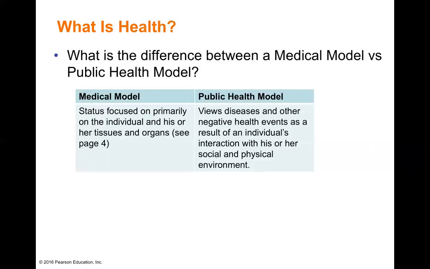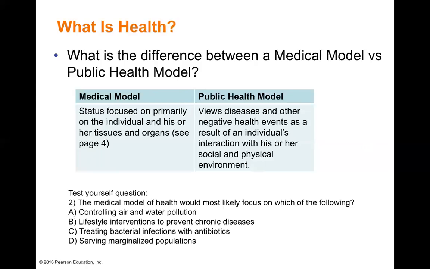Here I'm going to test you out now with this question. Let's see if you get this. Test yourself. The medical model of health would most likely focus on which of the following? A, controlling air and water pollution. B, lifestyle interventions to prevent chronic diseases. C, treating bacterial infections with antibiotics. And D, serving marginalized populations. Marginalized means populations that aren't getting care. So which one do you think the medical model would be?